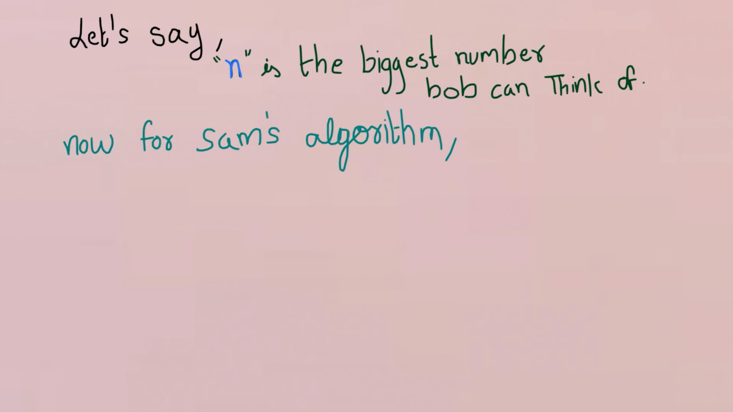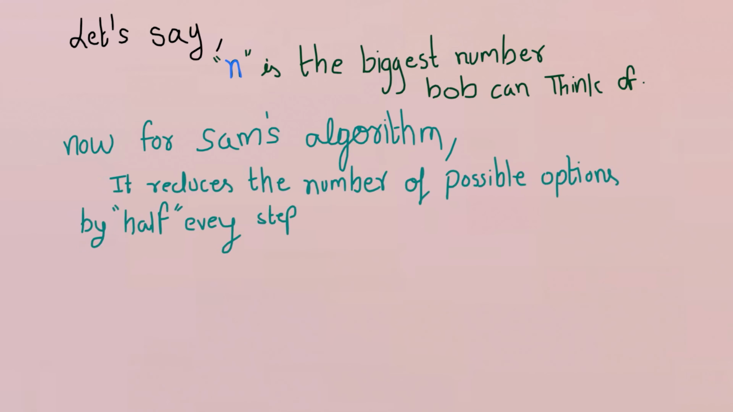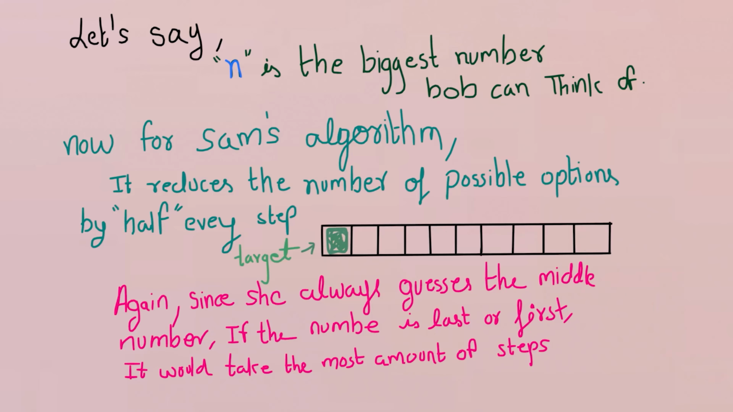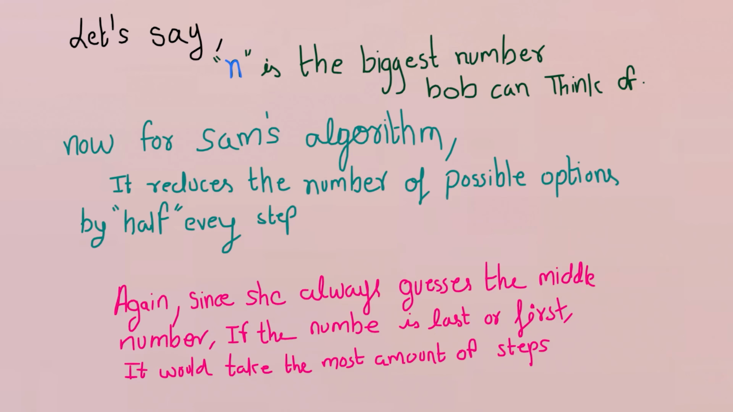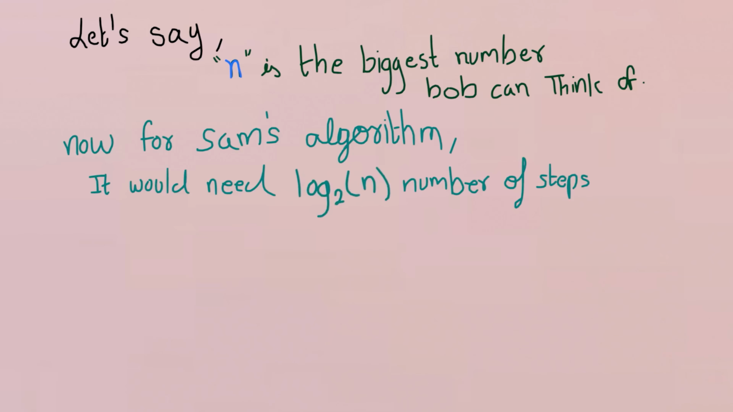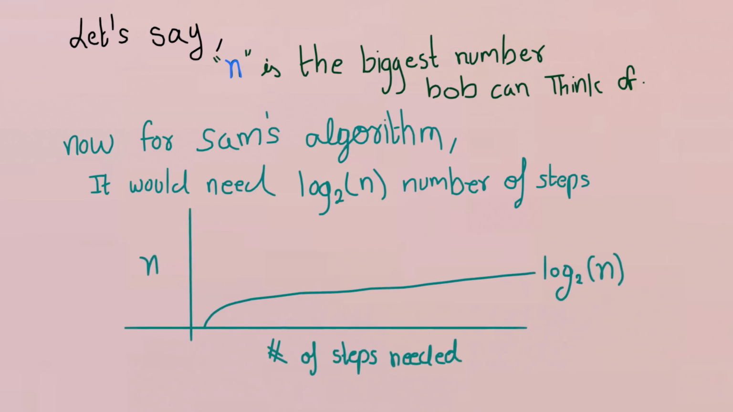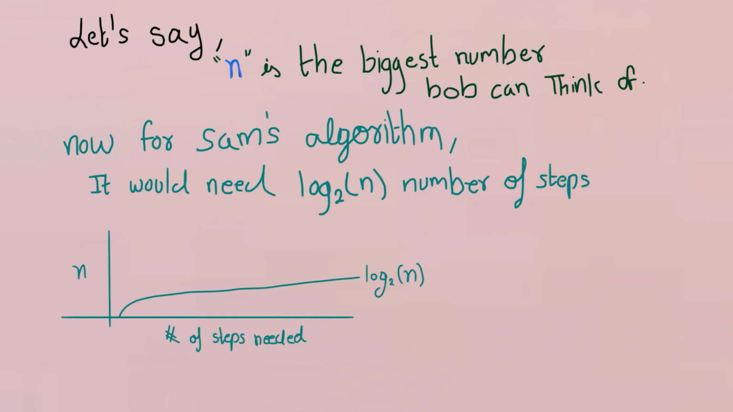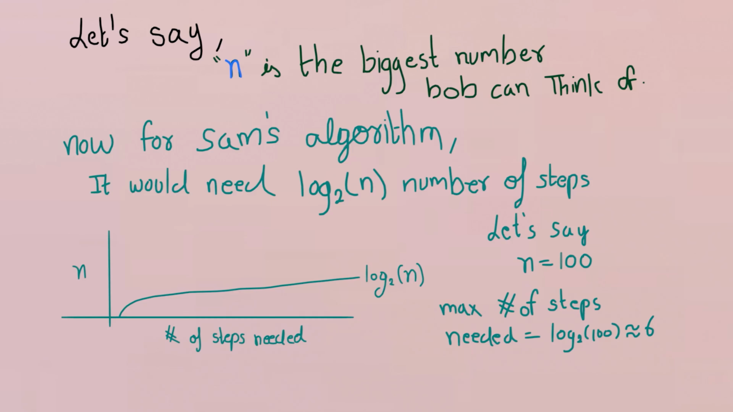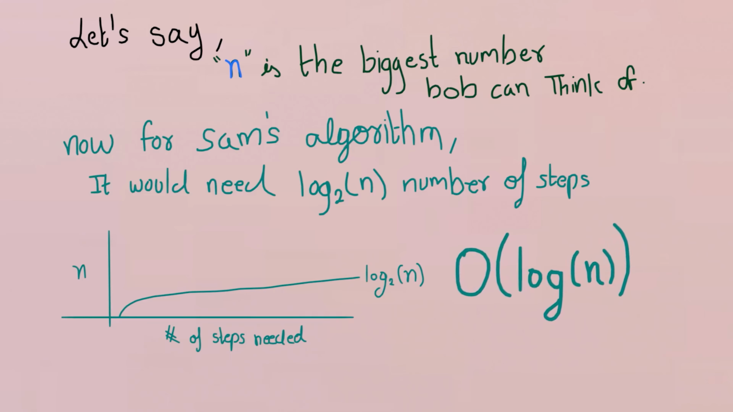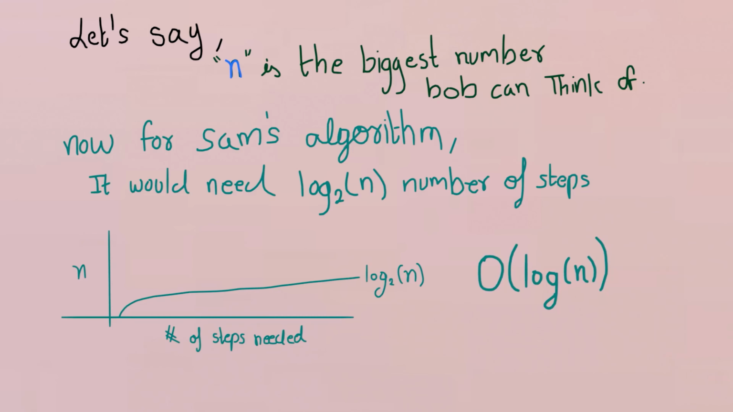For Sam's algorithm, as you have already seen, it cuts the possible number of options in half every guess. The worst case scenario for that would be, again, if Bob chose the first or the last number, and if you apply some mathematics, you can get the answer that that would require log base 2 of n guesses. So if n is the highest possible number, let's say 100 for this example, the maximum possible guesses that Sam would need using this algorithm would be log base 2 of 100, which is around 7. So this type of algorithm in terms of big O notation is called O of log n.